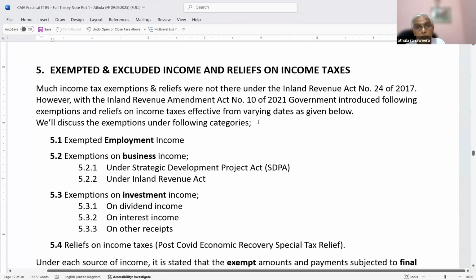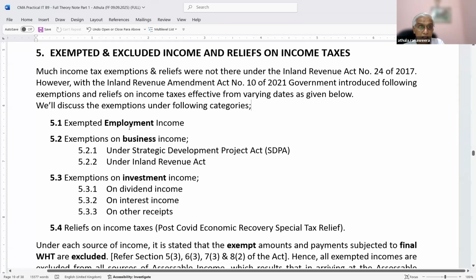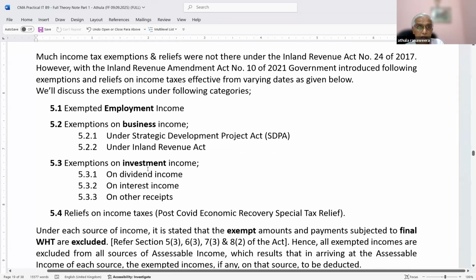As an example, when we are providing services through the local market, a company pays tax at 30%. But when that company exports services, the liability is at the rate of 15% now. It's a concessionary rate. Now I categorize this into three categories. These exemptions and concessions are under employment income, business income, and investment income.